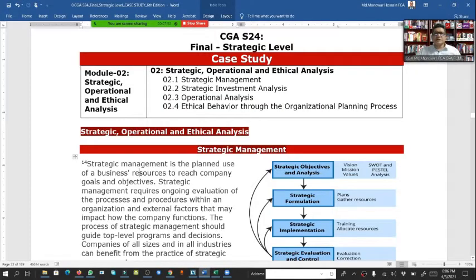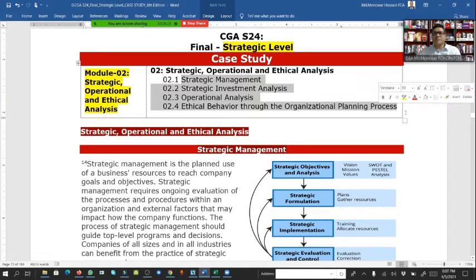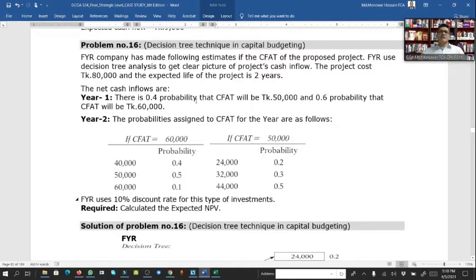This is a routine case study of the certified general accountant. This is module 2, strategic, operational and ethical analysis. Within this module, we will see today strategic investment analysis, operational analysis, and ethical behavior through the organizational planning process. Pay attention carefully. So, the decision tree technique in capital budgeting.